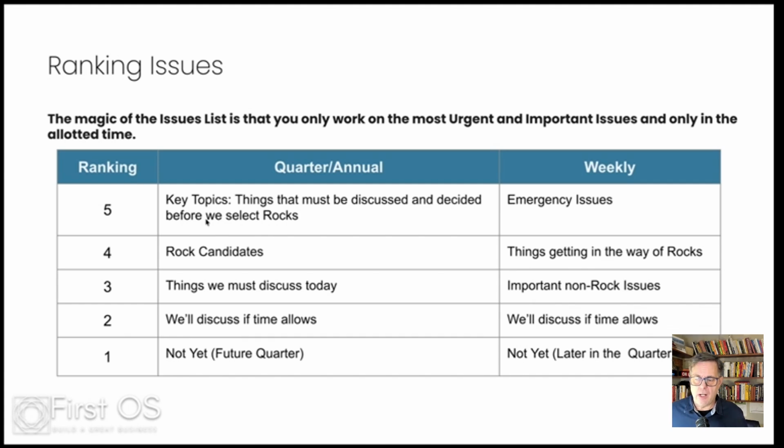Now, 4s, I think it's a little bit more similar between weekly and quarterly and annual planning. 4s in the quarterly annual are rock candidates. These are things that whoever owns the issue, and issues like everything else in our system has an owner, whoever the owner is saying, I think this should be a rock. Not necessarily a rock for me. We're going to talk about that as part of getting to the solve. The team together will turn it into a rock, but you're going to present why this is important.